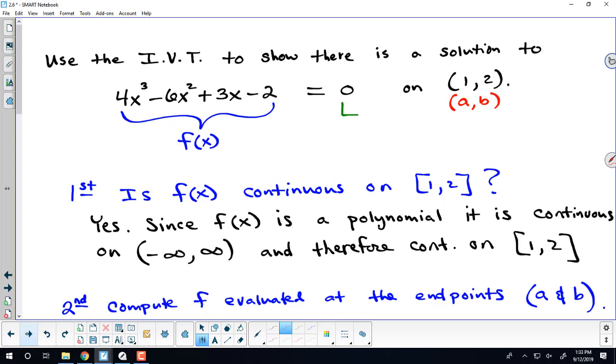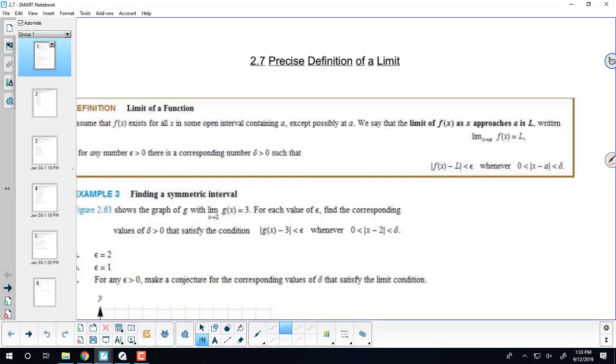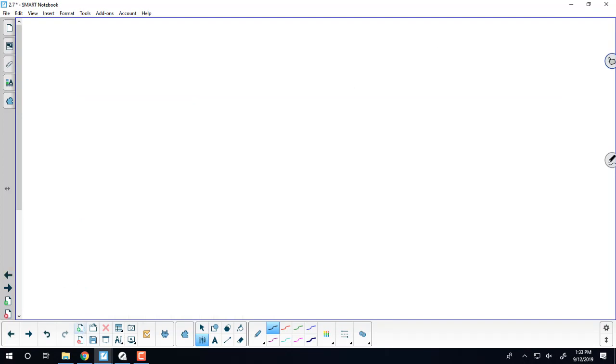All right, yeah, that's it. Other questions or comments on any of this? Okay. So in 2.7, we're going to look at the precise definition of a limit.